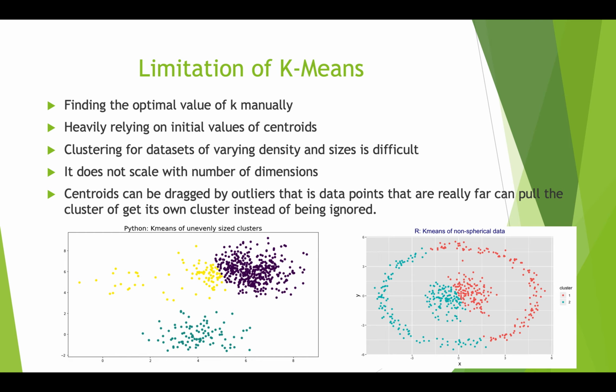Clustering datasets of varying density and sizes is difficult. It does not scale with the number of dimensions, because we know that real-world data can have a lot of dimensions, and that is where k-means somehow is not efficient in terms of clustering. And plus, centroids can be dragged by outliers, that is, data points that are really far away.